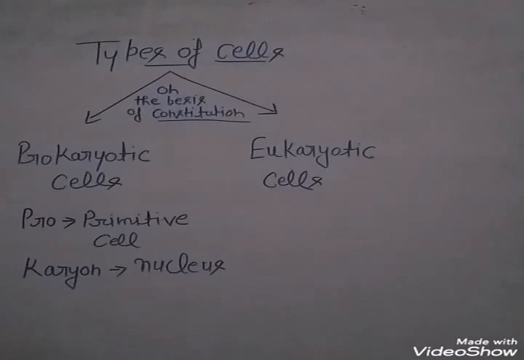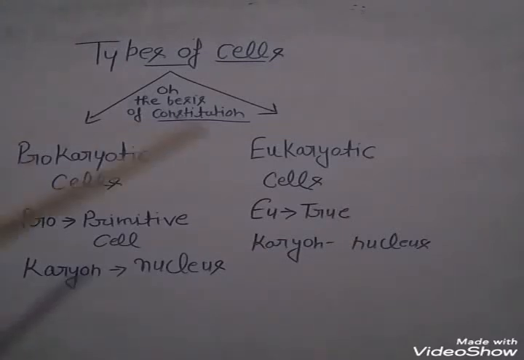But eukaryotic cells are well developed and advanced cells with a true nucleus. Here eu means true, karyon means nucleus, so cells which have a true nucleus are called eukaryotic cells. All higher organisms are composed of eukaryotic cells. All organelles are present in these cells. So eukaryotic cells are called well developed cells.